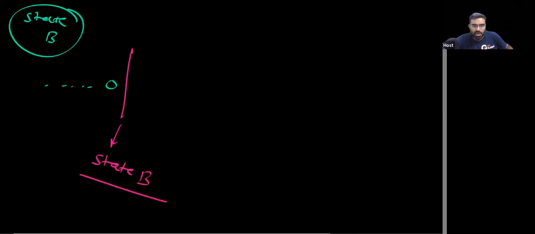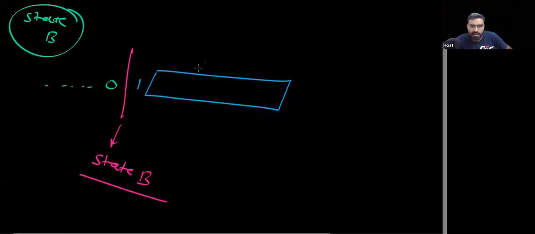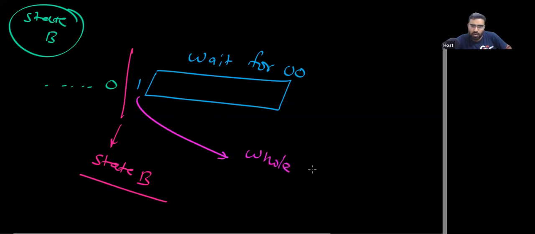Now after this, if 1 comes, then what will I do? Now I need to wait for 0, 0 again. Yes or no? The whole progress is gone. Agree with me? Basically, if this 1 comes, then the complete progress is gone. Very simple.